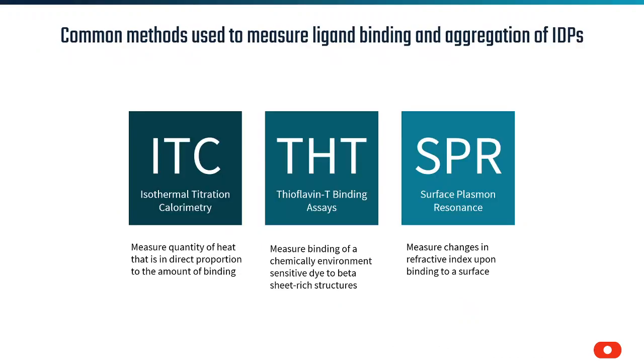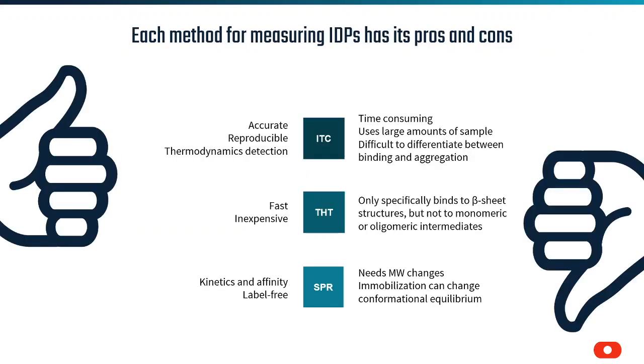Of course, there are common methods that are used to study these proteins. There's, for example, ITC and SPR, which are used for ligand binding measurements. There's also the famous thioflavin T binding assay, which involves a dye that binds to beta sheet-rich structures and can visualize aggregates. But all these methods have their pros and cons. For example, ITC can be very time-consuming, and you need large amounts of sample that you not always have available. Also, it can be difficult to differentiate between binding and aggregation if both happen at the same time.